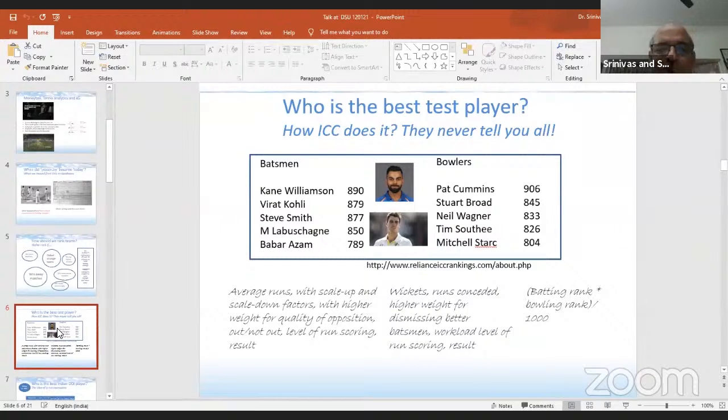And that's what they do. That's what ICC is doing. I know that, but what other factors? They tell you a little bit. And what are the scale-up factors that they don't tell you? It's all right, you got the idea. We are not worried about what the actual values are. The whole objective is to make sure that you are enlightened about the underlying mathematical model.